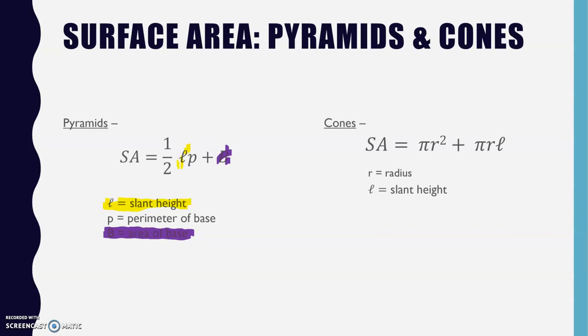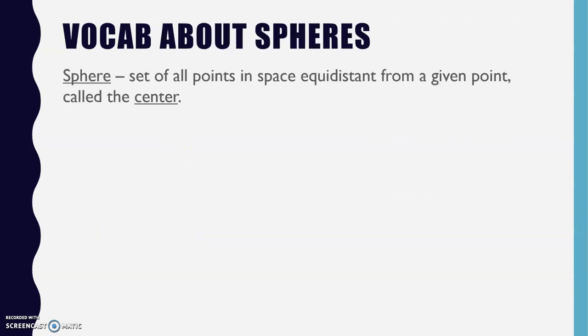So these are the main four that we talked about in the vocab screencast, but there is another type of solid we're going to go through, and that is a sphere. And a sphere is a set of all points in space equidistant from a given point called the center. So we have a center of a circle, and we also have the center of the sphere. It's kind of like the same idea, and these vocab terms are similar as well.